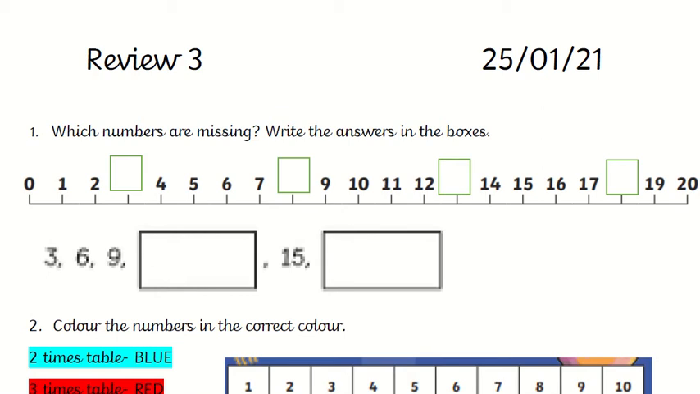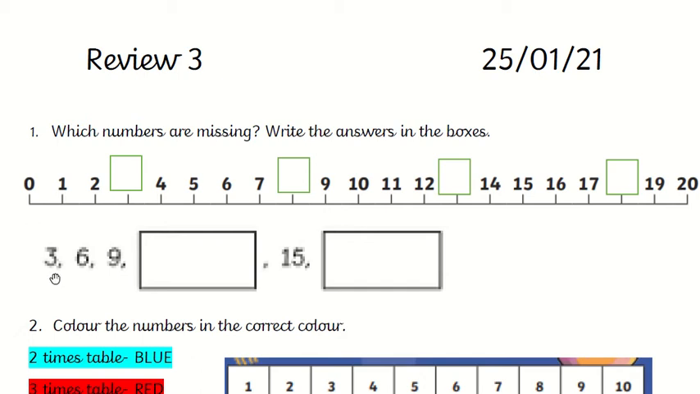Write the answers in the boxes. So what I want you to do is look at the numbers that we've got on the number line, but some of these numbers are missing. You can probably work out already just from looking at it straight away what these numbers are. But if you're a little bit stuck, make sure that you count up and then you'll know which number you're on. Can you write the answers in the boxes, please? Make sure you pause the video now so that you have time to do that.